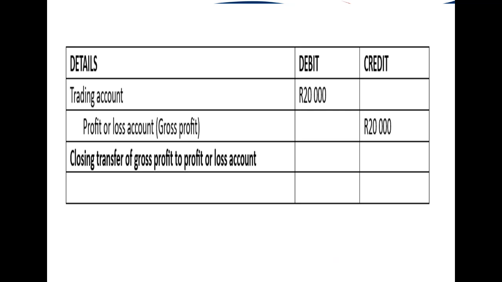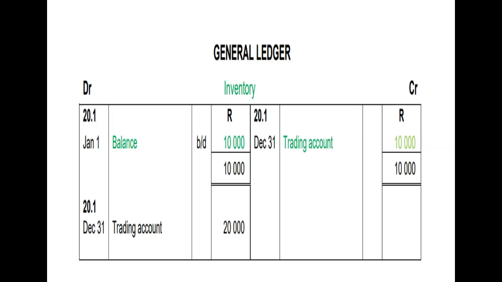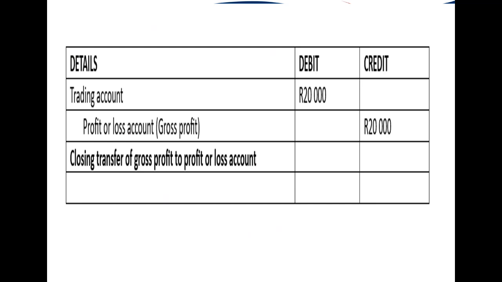So the same transaction, then remember that we said once you close off your trading account, it needs to be closed off to your profit or loss account. So which means your trading account will have been debited, and then you credit your profit or loss account of how much? Of 20,000. It is the same as the one that we did for under the perpetual inventory system, where we say the trading account needs to be closed off to your profit or loss account, because that is step number 2 that we spoke about.